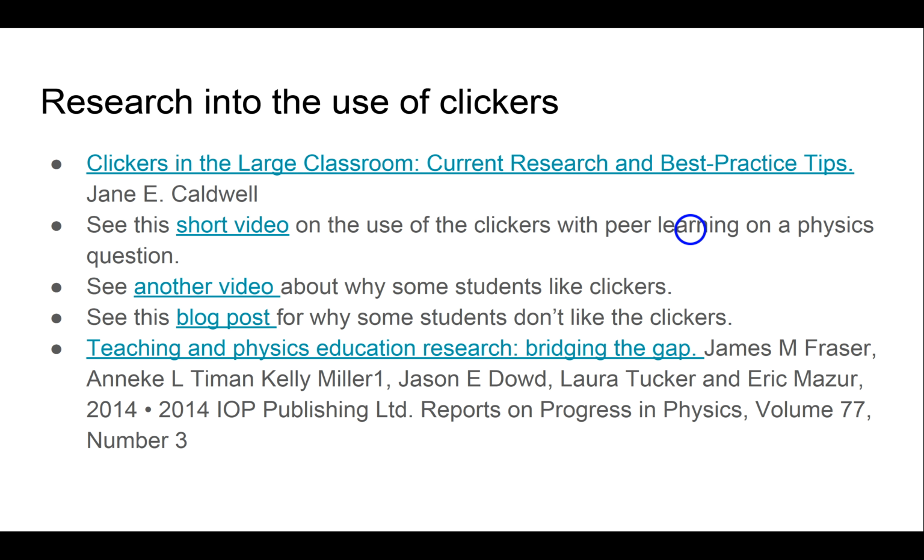Okay, so here I have a research article. This is a kind of review article of clickers in the classroom. I think it's quite old, so it has various references to clickers, response systems. See this short video; I encourage you to look at it. It uses clickers and is only about 2 minutes long. Here he uses it in a physics course, and it's kind of interesting what he does.